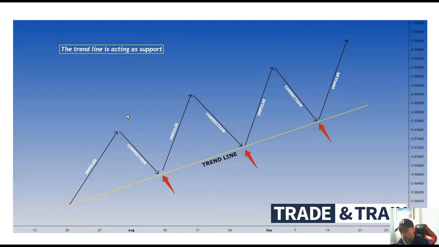And as you can see, when price is coming down into the trend line, it's basically acting as an imaginary floor, okay, or what we call in the trading world support. You can imagine throwing a ball on the floor and it bouncing, throwing a ball on the floor and it bouncing.